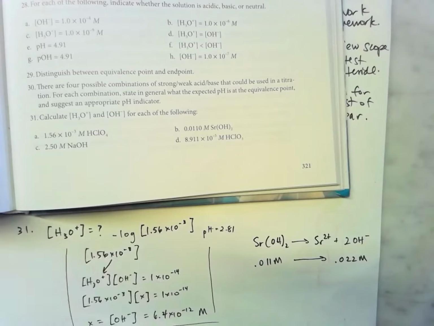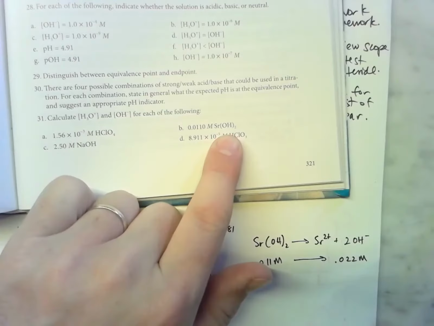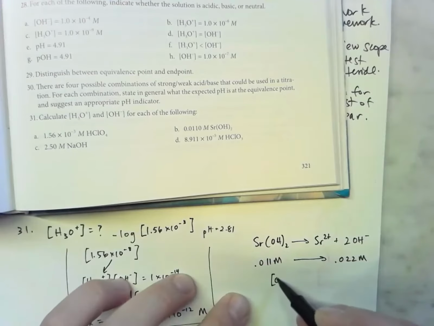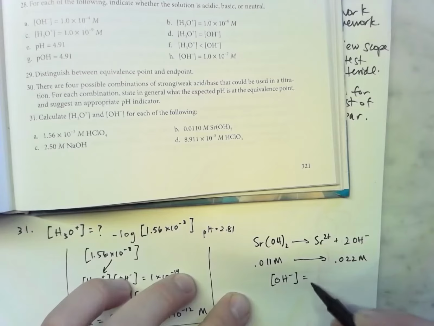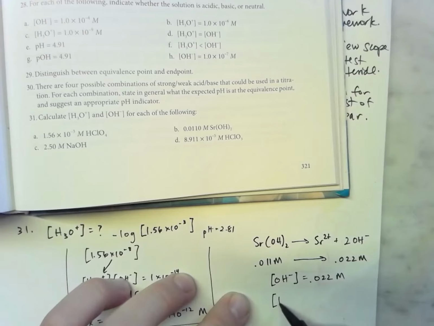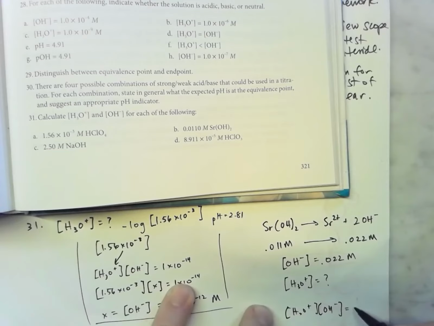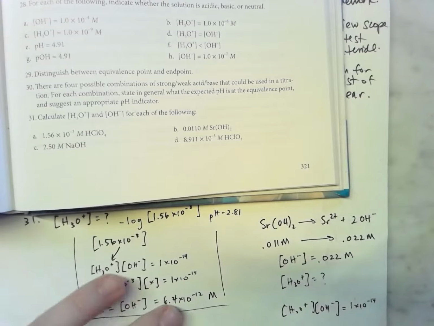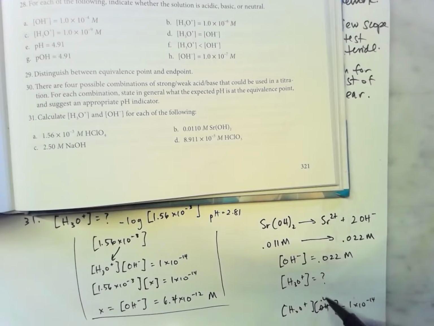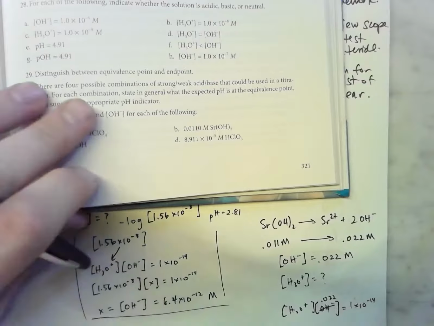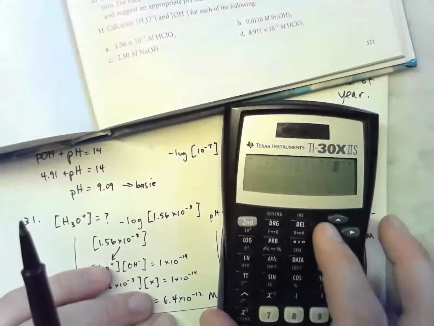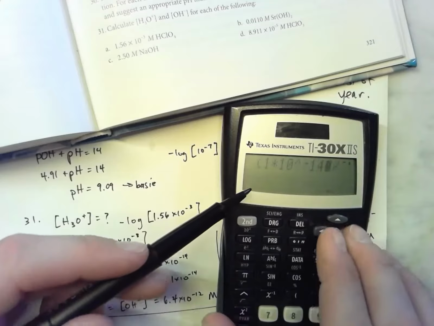So be on guard for that. This is going to donate 2 OHs. All right, so the concentration of OH minus is going to be equal to 0.022 molar. And so how do we get to H3O plus? Well, again, H3O plus times OH minus equals 1 times 10 to the negative 14th. Plug in 0.022. And so then we will just edit our formula from before. So 1 times 10 to the negative 14th.